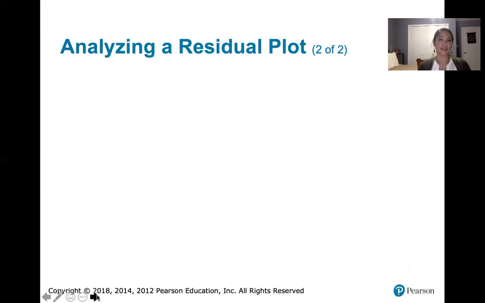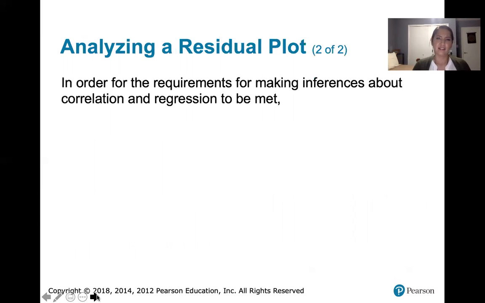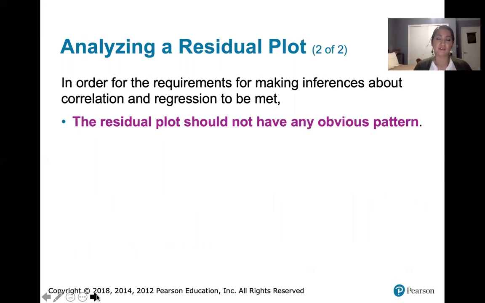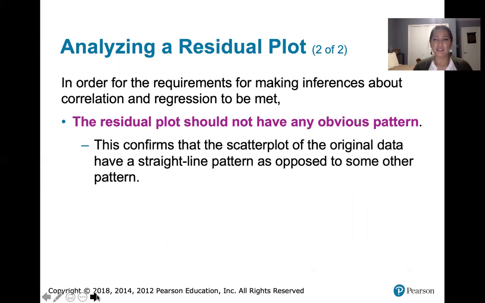So if we want to analyze a residual plot, this is what we will look for, and this is what the residual plot will tell us about those formal requirements that I just mentioned. In order for those requirements to be met, the residual plot should not have any obvious pattern. If there is an obvious pattern, there may be some other pattern in the scatter plot.